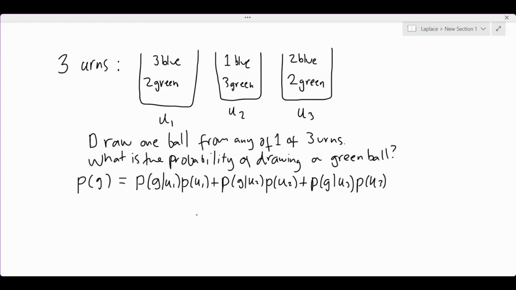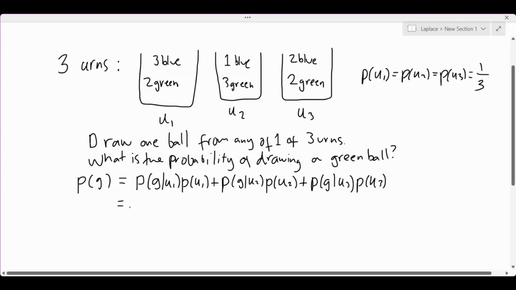Now let's determine the probability of selecting randomly any urn from the three urns. Since there are no given restrictions on how we should select any urn, we will assume that the selection is done randomly. And so we say that P of U1 will be equal to P of U2 equal to P of U3 equal to 1/3. And with that, we can now answer the question by filling in the respective probabilities.